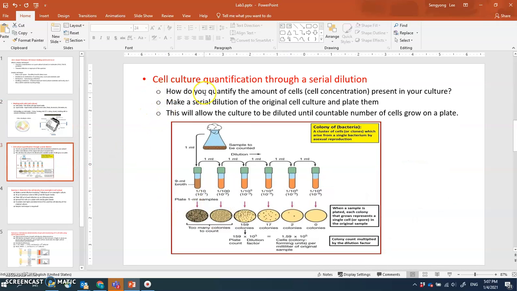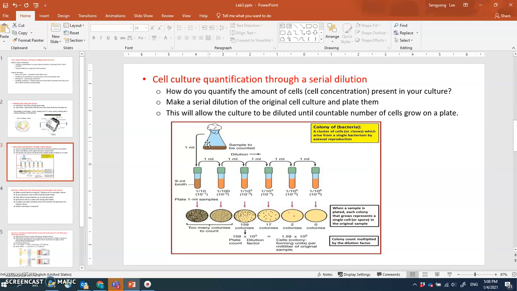And cell culture quantification through serial dilution. If you have a liquid cell culture and you want to identify how many cells you have in the liquid culture, there are various cell quantification methods. One of the most accurate is serial dilution. If you have very concentrated cells, within 1 mil of that culture you may have billions and billions of cells. You cannot even count those cells, right? Then how can you make them countable?